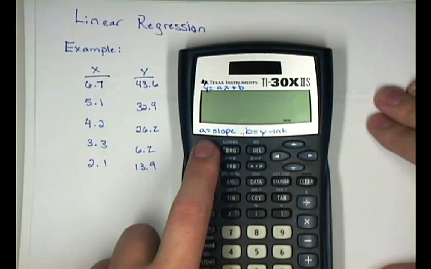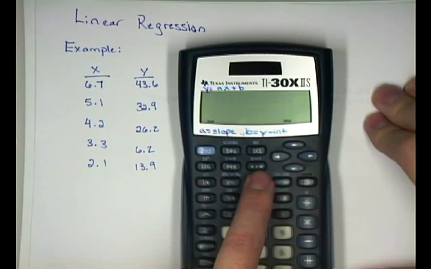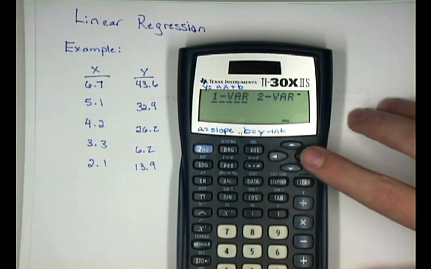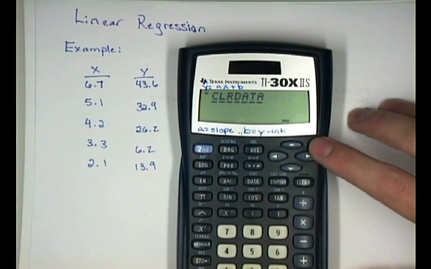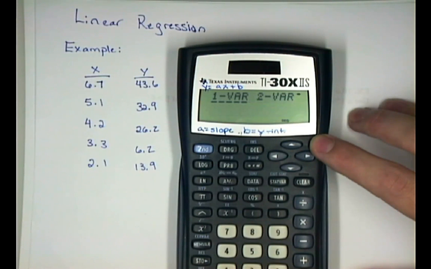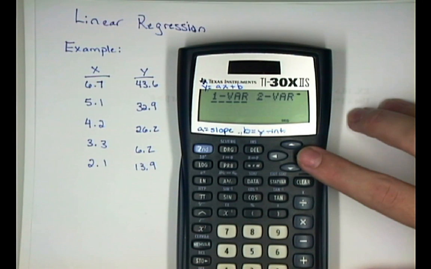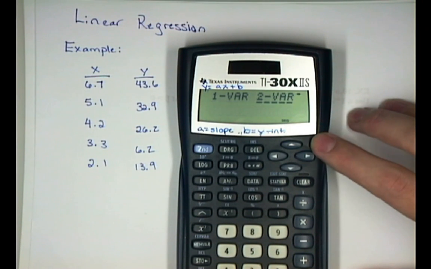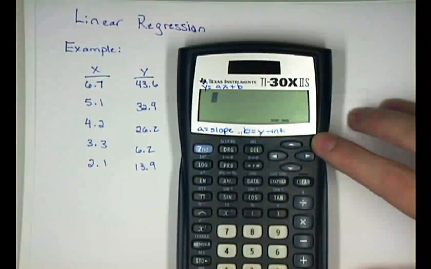So let's go second and hit the data key for the statistics menu. We're going to scroll all the way over to clear data. You're going to hit enter. And now, in theory, that should have cleared out all the data. We've got two variables, so we need to select 2-Var, meaning two variables, and we want to hit enter. So now it's in two-variable statistics mode.